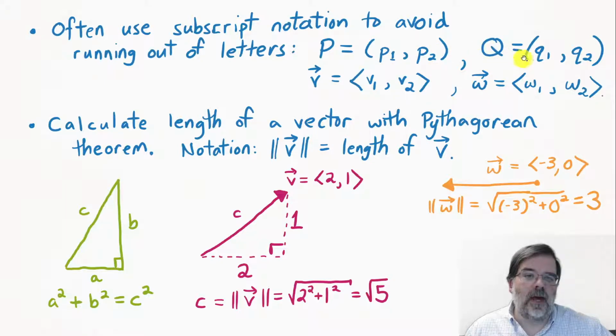Similarly for Q, I might use lowercase q1 and lowercase q2. Or if I have a vector v, I could represent that as v1, v2. And w could represent that as w1, w2. If there's really only one point or one vector, we might still use x and y sometimes. But we'll more often see this particular notation.